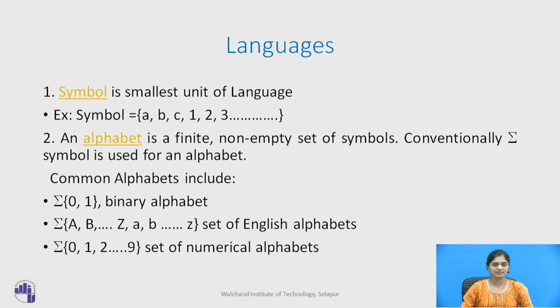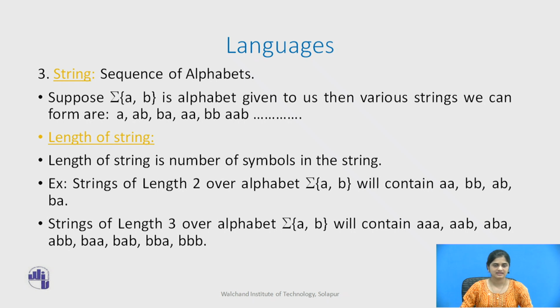Alphabet. An alphabet is a finite non-empty set of symbols. Conventionally, sigma is the symbol used to denote an alphabet. Common alphabets include the binary alphabet having symbols 0 and 1, the set of English alphabets that include the symbols capital A to Z and small a to z, and the set of numerical alphabets that include the symbols from 0 to 9. A string is a sequence of alphabets.